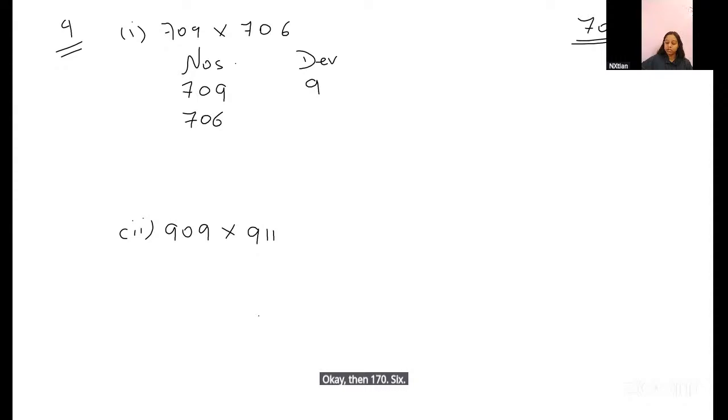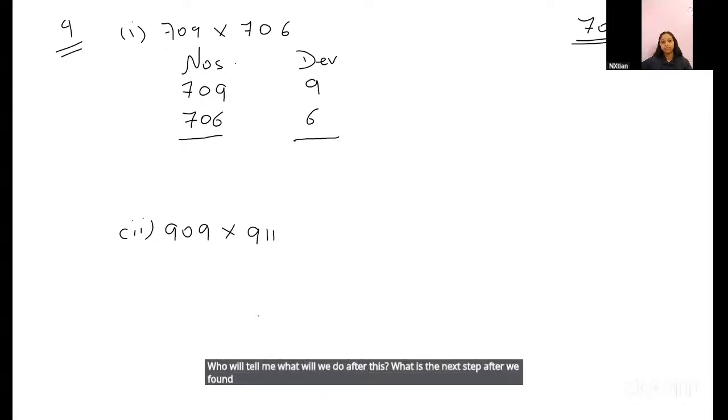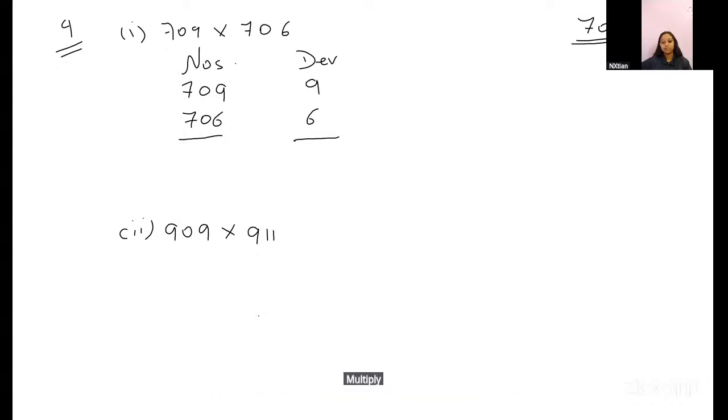What is the base again? 700. It's 6 more. The deviation becomes 6. Now, who will tell me what will we do after this? What is the next step after we find out the deviation? Ma'am, multiply both the deviations. Yeah, multiply the deviations. We will multiply 9 and 6. How much? 54, which is the right side of the answer.